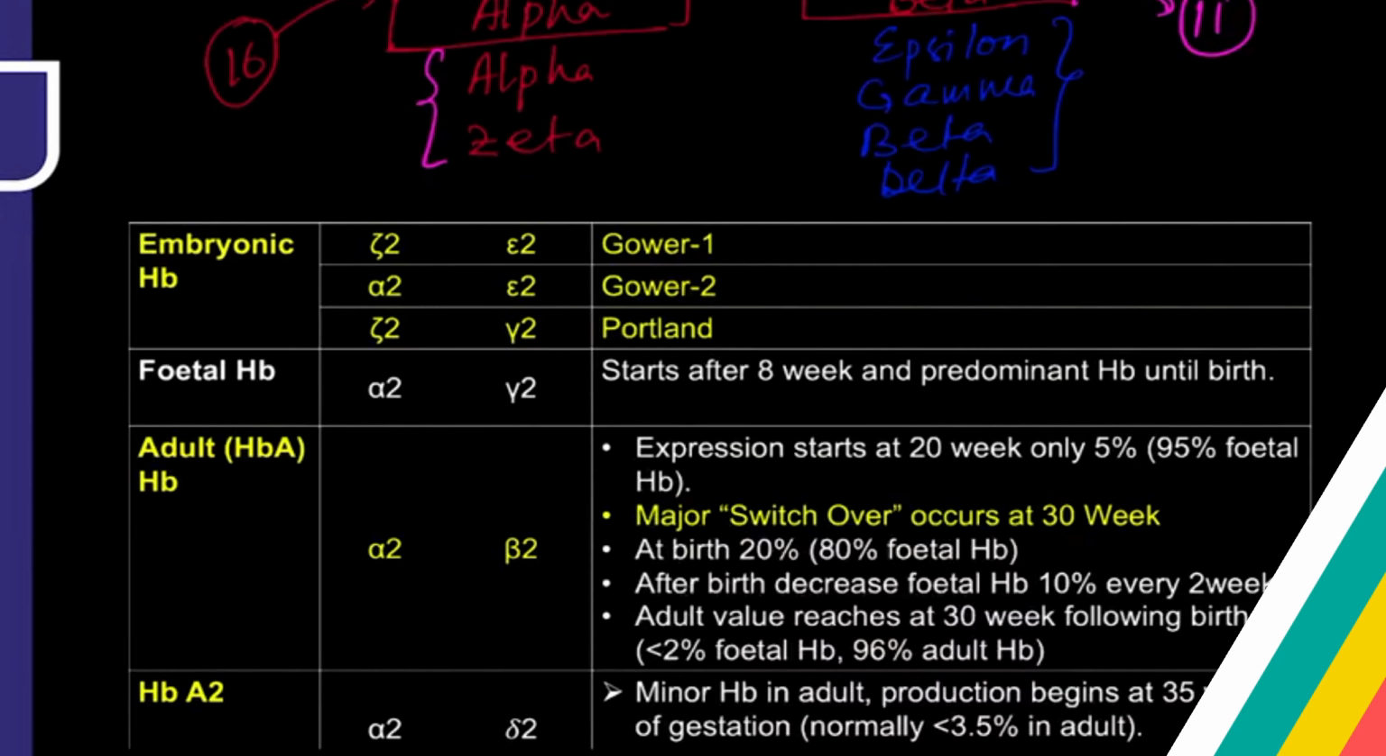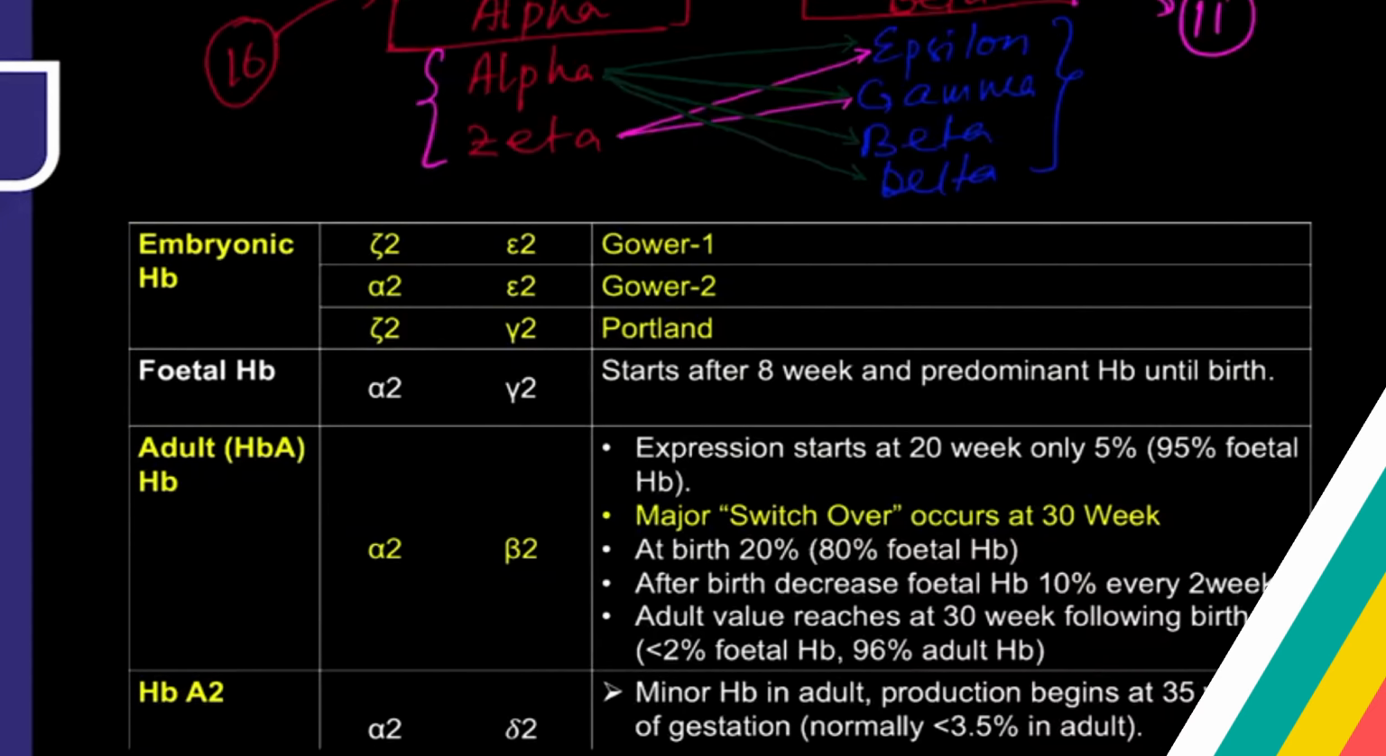Now, if you look at zeta, zeta can combine with epsilon chain also, zeta can combine with gamma chain also, and both of them will form an embryonic hemoglobin. But the alpha chain can combine with epsilon also, it can combine with gamma also, it can combine with beta also, it can combine with delta also, and whenever the combination is different, different types of hemoglobin will form. Getting my point?